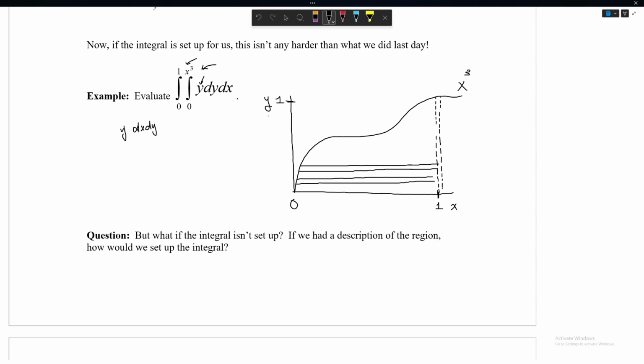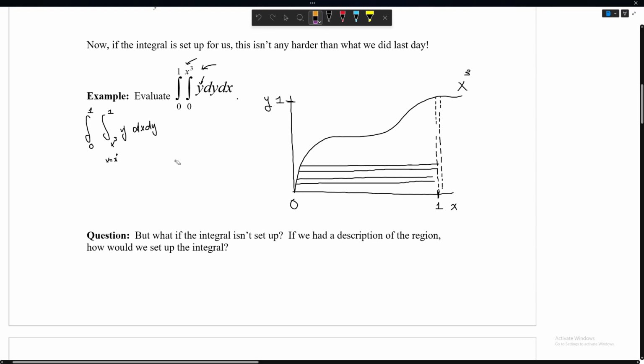So my y is on the outside, so the integral on the outside I'm taking from 0 to 1. But the integral on the inside now, I am taking from x³ to 1. You see I'm taking it from the curve to 1. But the problem here is that this is my dx, so this is x equals x³. That doesn't make sense. You want an x in terms of y.